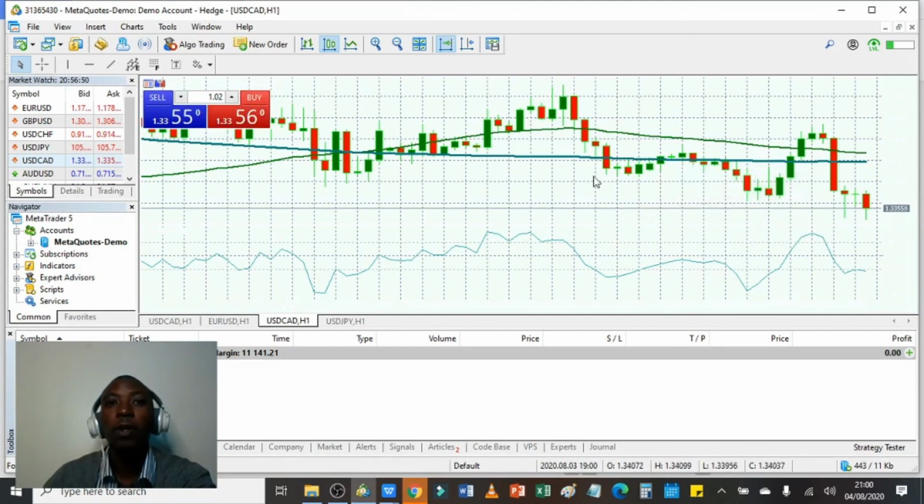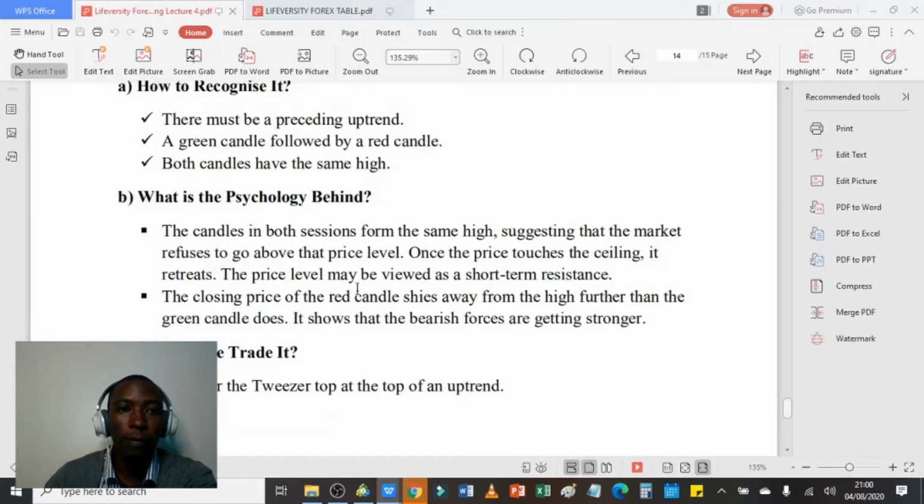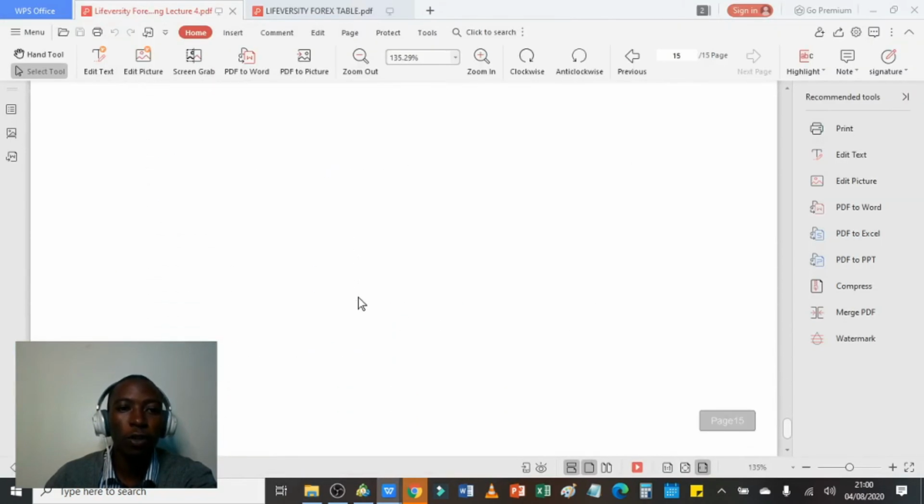There was some sort of consolidation or non-trend there, or sideways movement of the market because of this 200-hour moving average on my chart of the USD CAD 1 hour chart, and that is what we call the tweezer top. It indicates selling pressure or the bearish forces are in control.